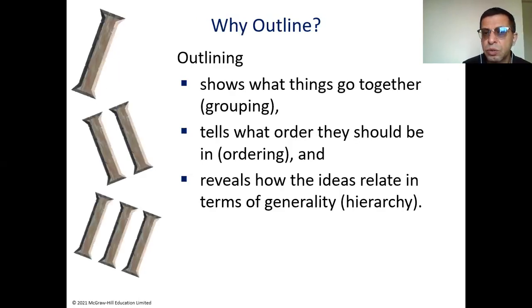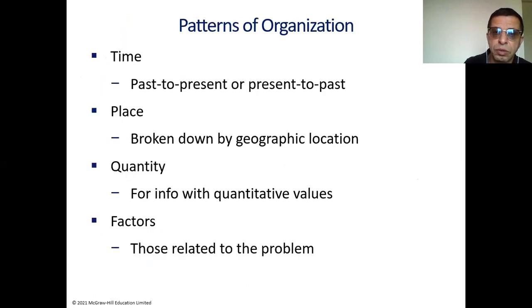But why are we using an outline? With an outline, we usually show what things go together. Grouping, we show them using it. It tells what order they should be in, ordering, and reveals how the ideas relate in terms of generalities, like outline 1, 2, 3, connected to each other.